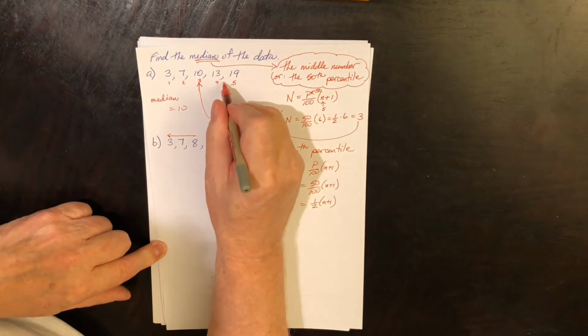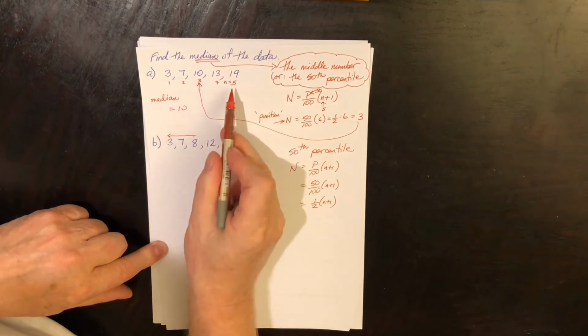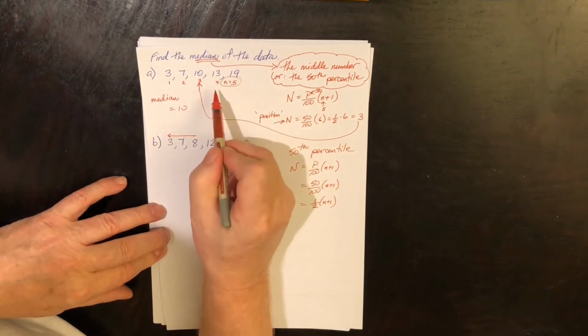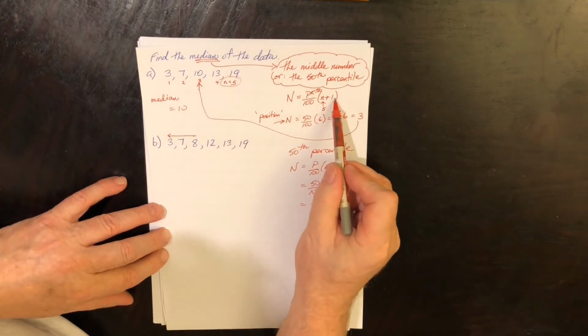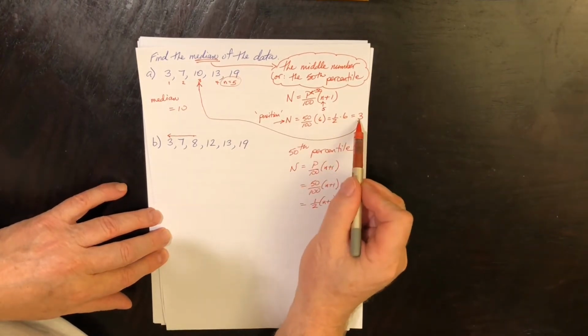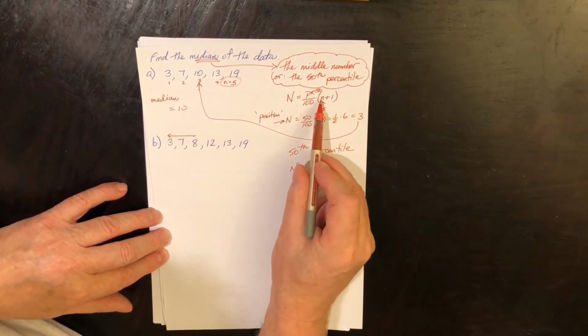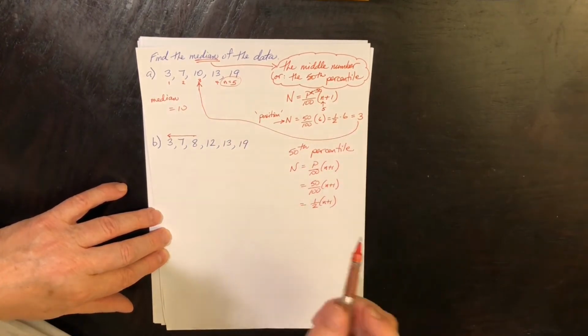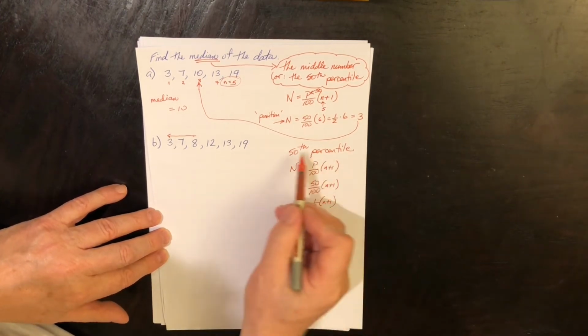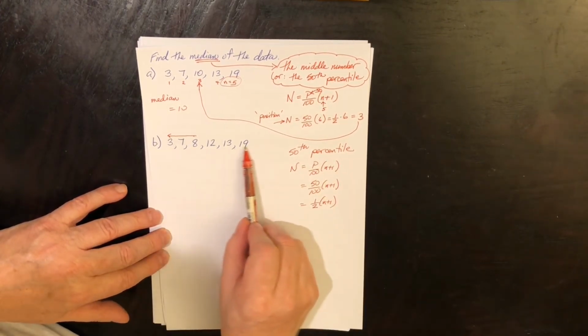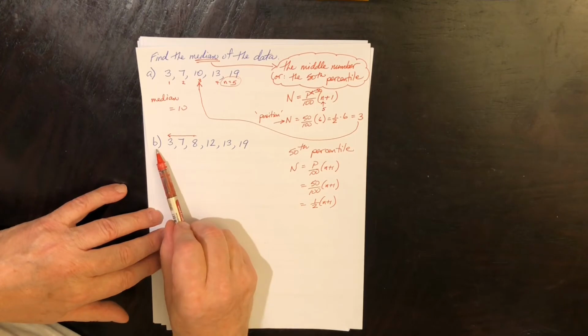Here we have n equals 5 pieces of data. But 5 plus 1 gave us the exact position, 3, 1/2 of 5 plus 1. What happens if we use this formula to find the median of data set B?